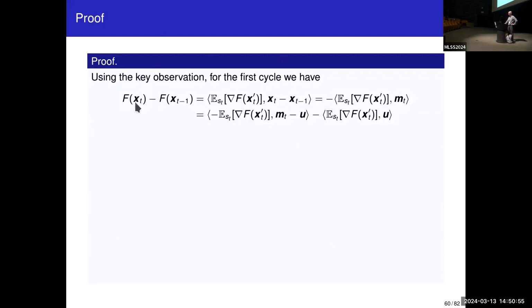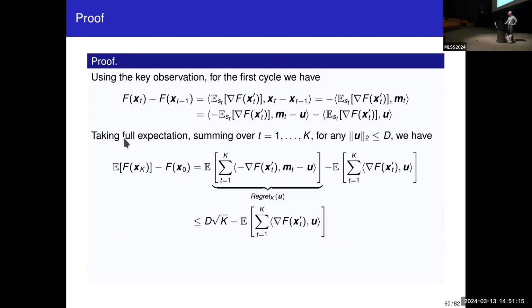So f of xt minus f of xt minus 1, for what I wrote in the previous slide, is exactly this: the inner product between this expectation and this other point. These points are equal to minus mt by definition of the update. And now let me add and subtract any vector u. I can always do that. So now I take full expectation, so this thing goes outside. And I sum over all the iterations in the first cycle.